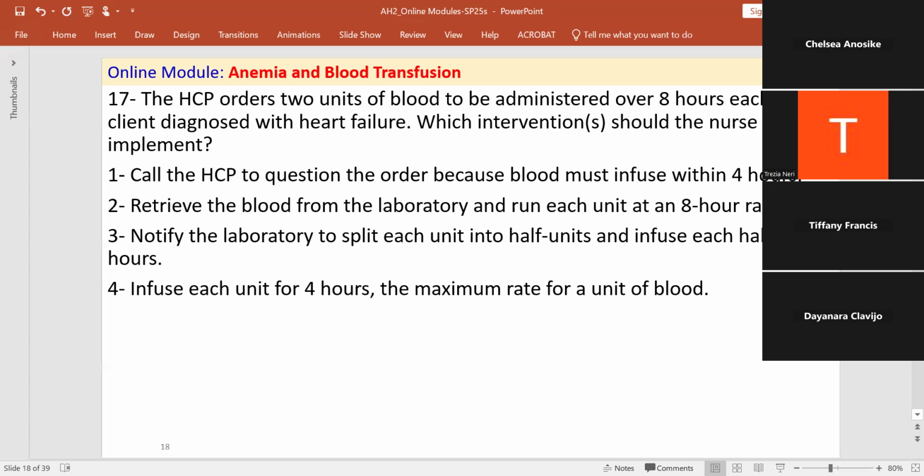So this slower administration allows for the compromised patient, because we will label that patient as a compromised client since they have CHF. They cannot tolerate that amount within that time frame. Otherwise, it will lead to decompensation of the heart failure. So we can split that, treat each half of the unit as a separate one over 4 hours, and we can prevent the fluid volume excess or overload for that patient.